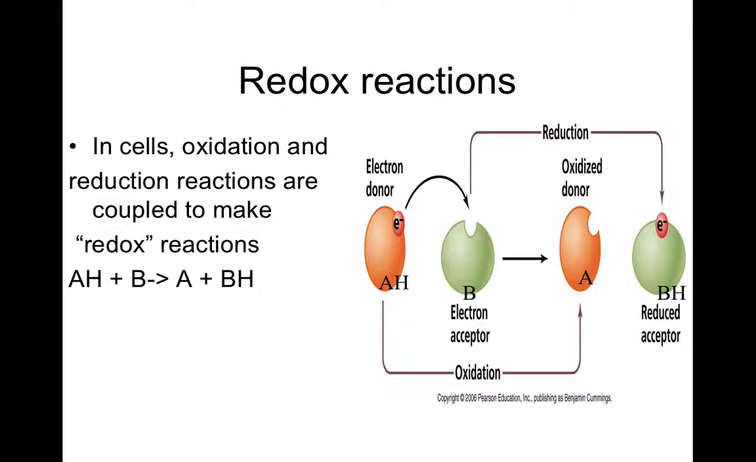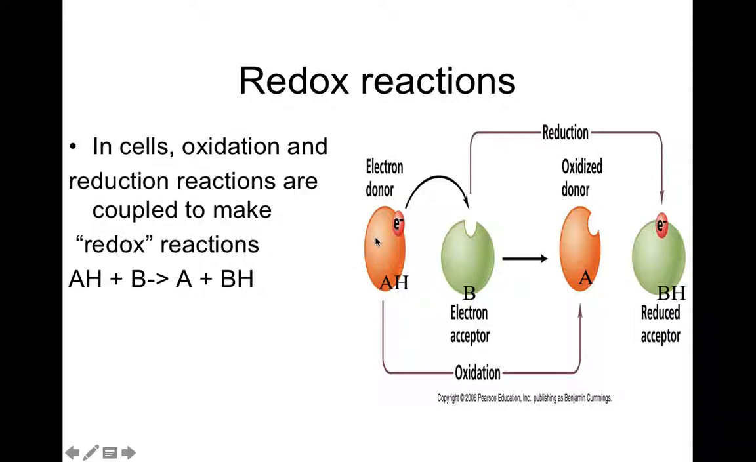Now, in cells, it's important that oxidation and reduction reactions are coupled. The reason is it's really dangerous for a cell to remove a naked electron from a molecule and just throw it into the cytoplasm, because those electrons cause all kinds of damage. So within the cell, whenever there's an oxidation reaction, there's always a reduction reaction. That electron has to be transferred to another molecule. These coupled reactions are called redox reactions. And this is just a generic redox reaction.